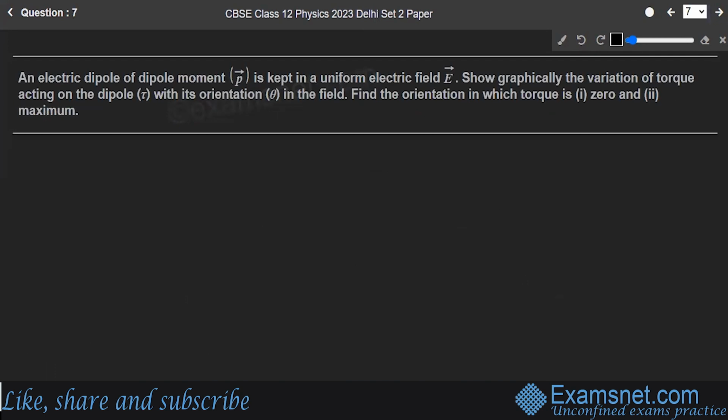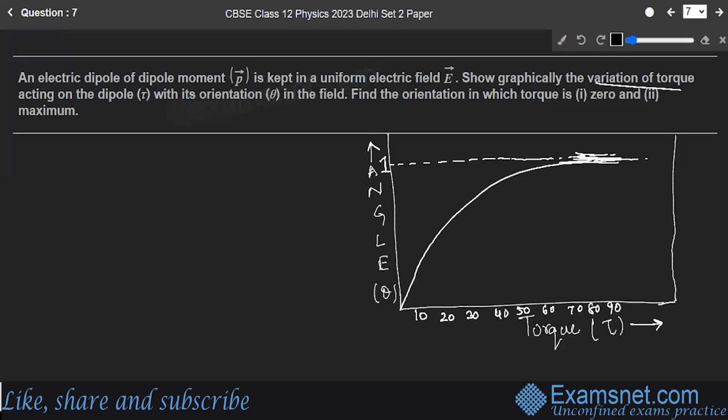An electric dipole of dipole moment P is kept in a uniform electric field E. Show graphically the variation of torque acting on the dipole tau with its orientation theta in the field. Find the orientation in which the torque is 0 and maximum. The graph shows the variation of the torque acting on the dipole with the orientation theta in the field. Now we have to find out the orientation in which the torque is 0 or maximum. I hope you are clear with this. So see, it is 0 over here, it is maximum over here. The torque is maximum at this point and at 90 degrees from here.